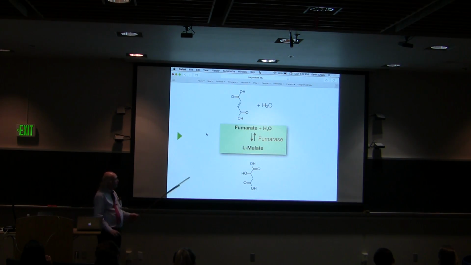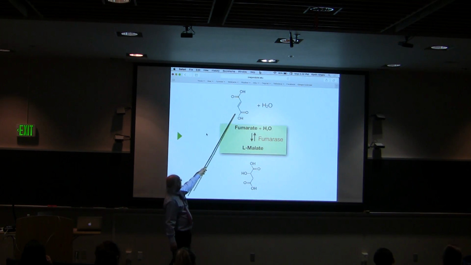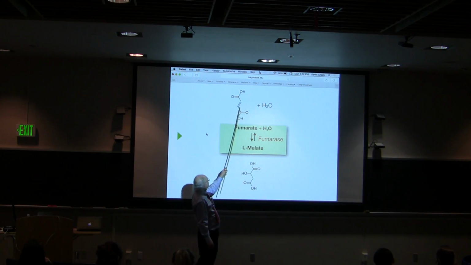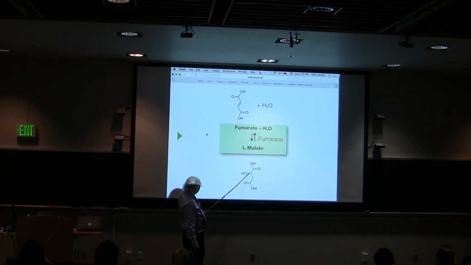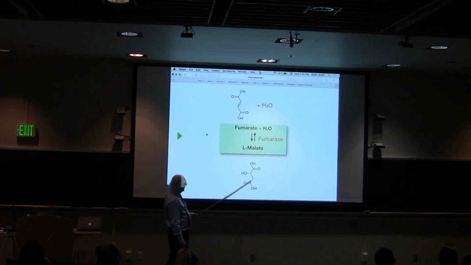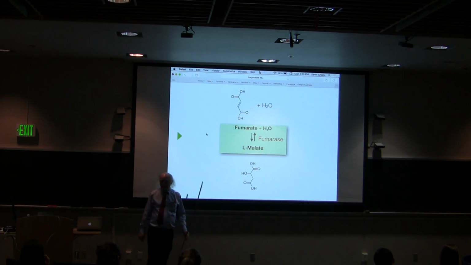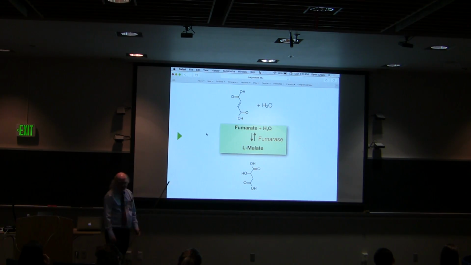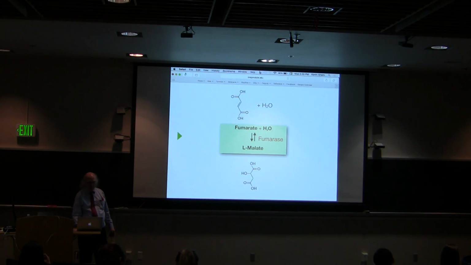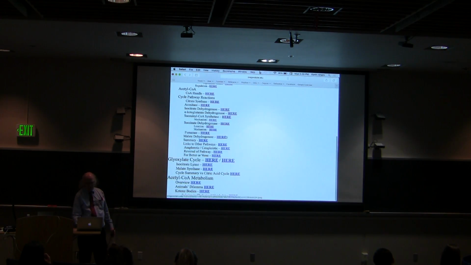The next enzyme in the cycle is fumarase, and this involves addition of water across a double bond, as you can see here, to produce this intermediate here, which is known as malic acid or malate. And this adding of water is exactly what happens in fatty acid oxidation as well. It's a common mechanism to introduce an oxygen into a molecule.